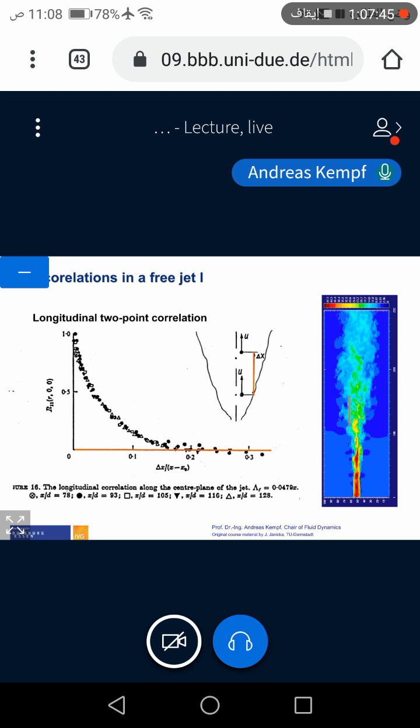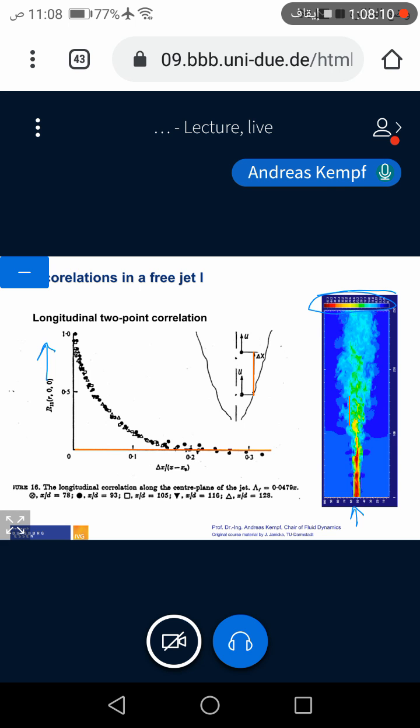But I want to show you this. So here, the vertical thing is the longitudinal 2-point correlation. About its definition, you can take the slides going a little bit back. What it describes is how, in a flow field like this here on the right-hand side, where we have a jet emerging from the bottom, going upwards, and you see the colors showing the velocity.